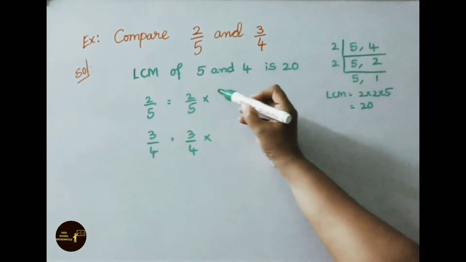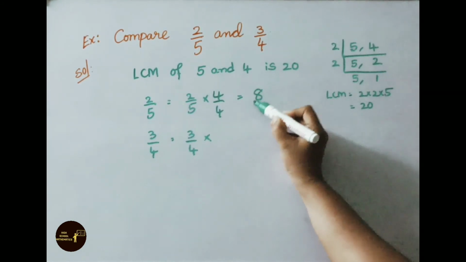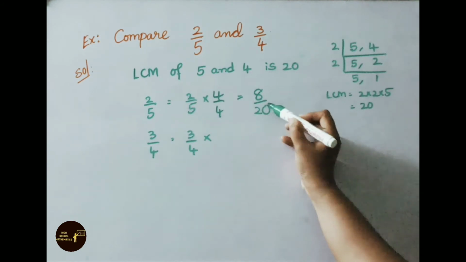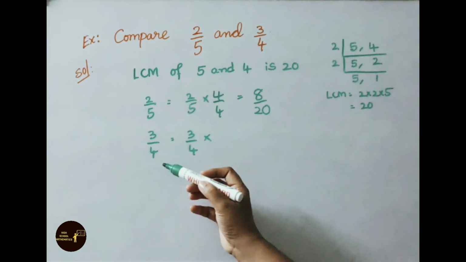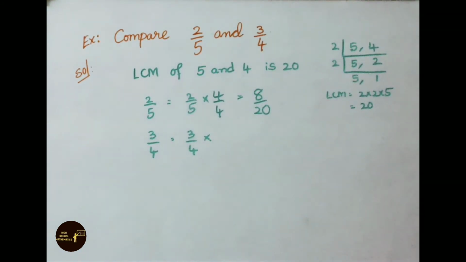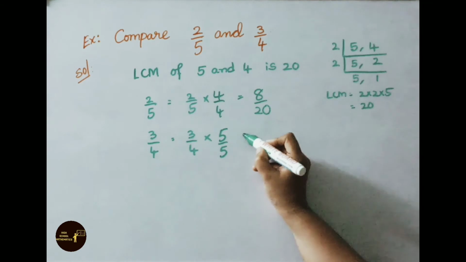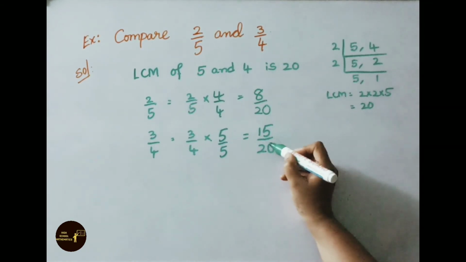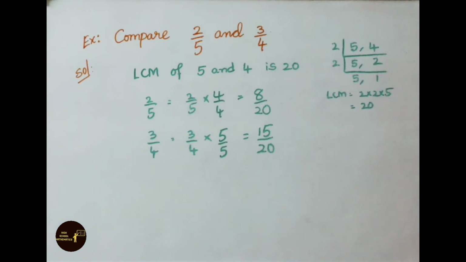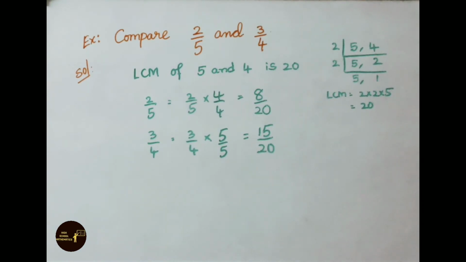So, given fraction 2 by 5 into 4 by 4. That is 2 into 4, 8. 5 into 4, 20. So, 2 by 5 we converted to 8 by 20. See now, the other fraction 3 by 4. For denominator 4, what number do we multiply to get 20? That is 5. So, multiply numerator and denominator by 5. So, 3 5s are 15, 4 5s are 20. Now, both given fractions are converted into like fractions as 8 by 20 and 15 by 20. Now, let us compare them.